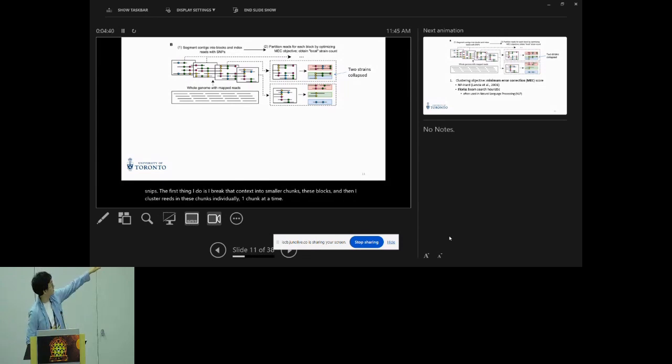And in this case, you see there are 3 strains. There's a red, green, and blue strain. And sometimes my clustering will have 2 clusters locally. Sometimes it'll have 3 clusters locally. But how do I do clustering? That's the algorithmic question here.